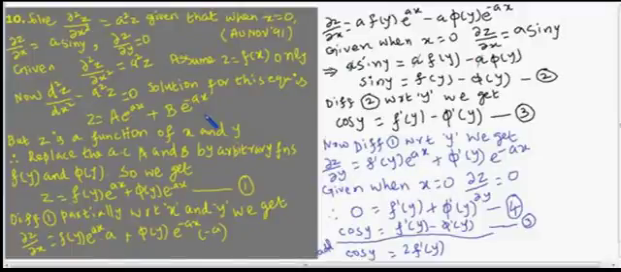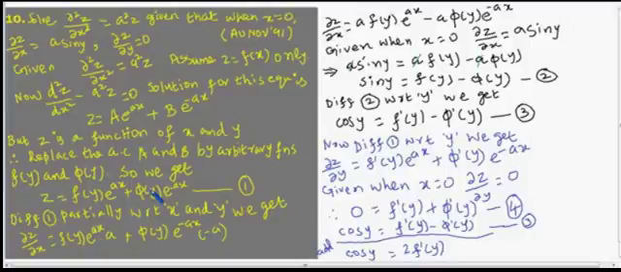Now we have to start finding the solution for this function. Let us differentiate equation 1 partially with respect to x and partially with respect to y. First, we differentiate partially with respect to x. Since we are differentiating with respect to x, f(y) is treated as a constant. The differentiation of e^(ax) is e^(ax) into a, so the differentiation of f(y) e^(ax) is f(y) e^(ax) into a.